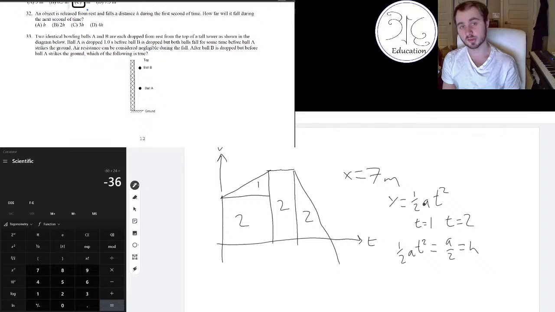And so we'll just take our position at t equals 2, and then subtract this original position to see how much we traveled in that second, in that second second.